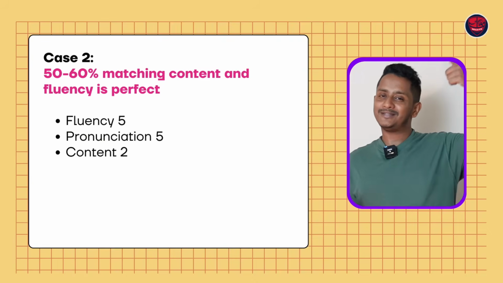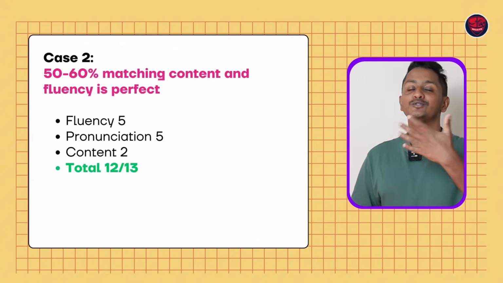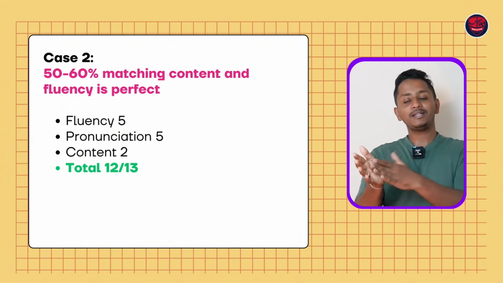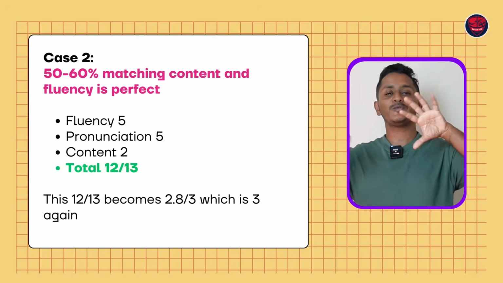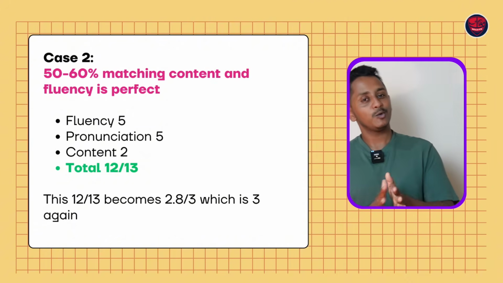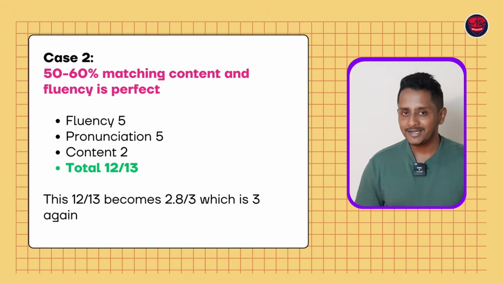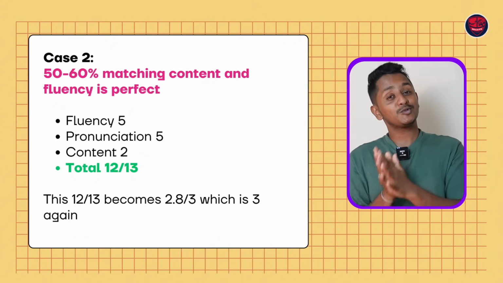Now if you add on all these things, it would be 5 plus 5 plus 2. Earlier it was 5 plus 5 plus 3, here it is 5 plus 5 plus 2, which is 10 plus 2, 12. You end up getting 12 out of 13, and when you try to convert this 12 to 3 marks, if 13 is equal to 3, 12 is equal to probably 2.8, which also is close to 3 only. Hope you are getting it. If content is 2 or content is 3 is not going to make a huge difference towards your scores.